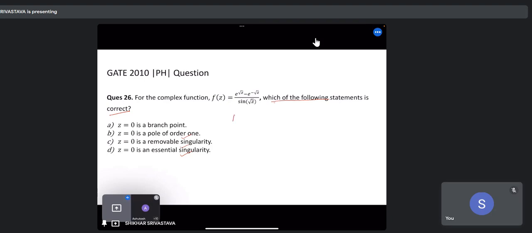So to solve this, you just use that property. They have asked at z equal to 0. So the pole is at z equal to 0. So find the limit of f(z) as z tends to 0. You can also solve with me. If someone gets the answer, you can just tell me.